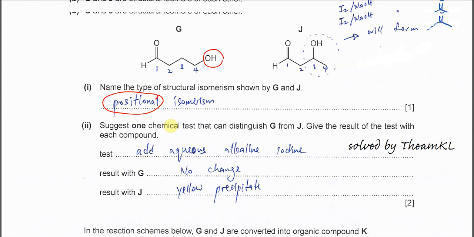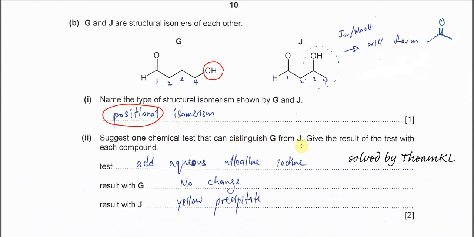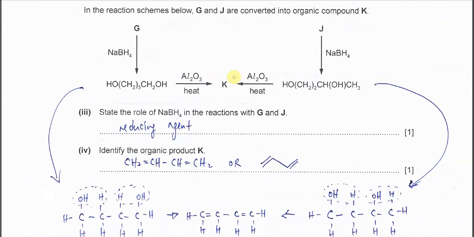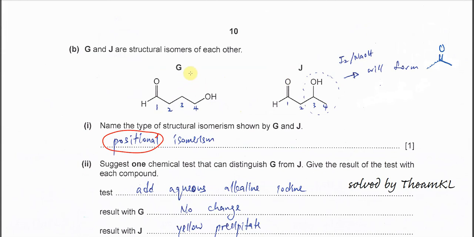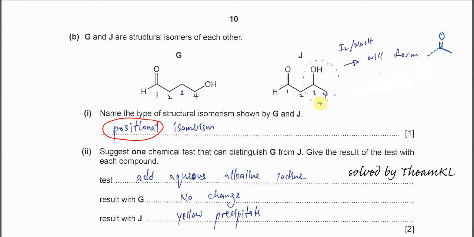Okay, part 2, suggest one chemical test to distinguish G and J. It's quite hard to distinguish these two. Okay, it's quite hard to distinguish these G and J because they have the aldehyde and alcohol group. Okay, the only thing that we can do is we can use the iodoform test. Means we add aqueous alkaline iodine. So when we add aqueous alkaline iodine, the J will react. Why? Because this group is the one that can form methyl ketone.